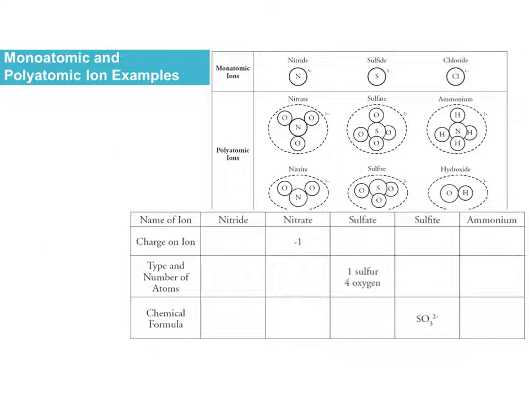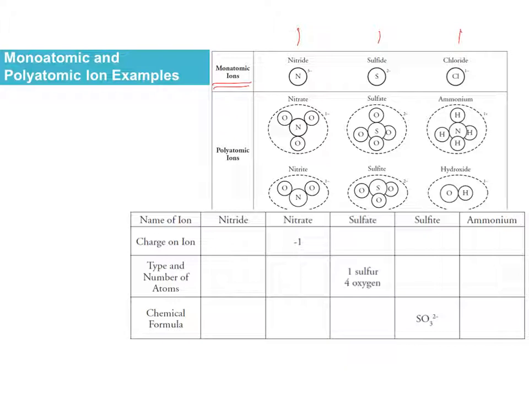So, got another kind of diagram here. We've got our monatomic ions up top. You can see they each only have one atom in there. And then you've got your polyatomic ions down below, and you can see looking at it, these all have more than one atom in them. That term poly, if you remember from math class, means many. So there's many atoms in there.